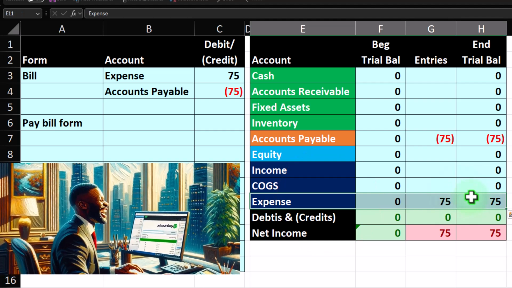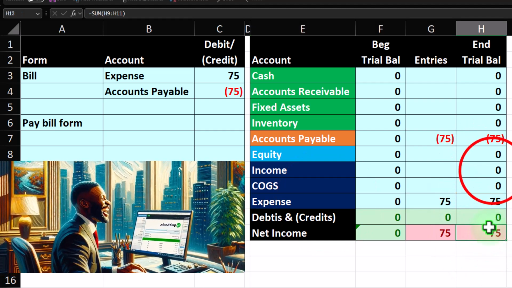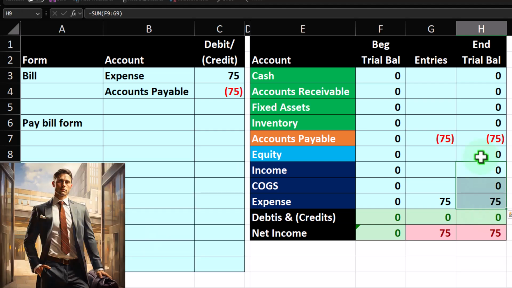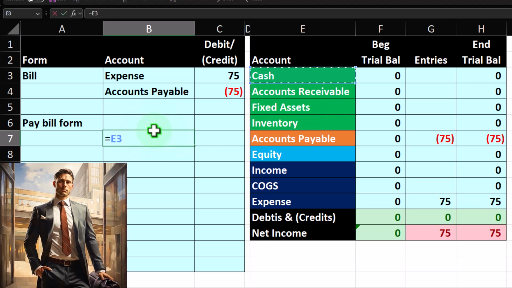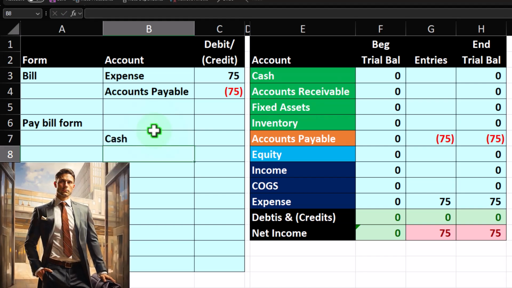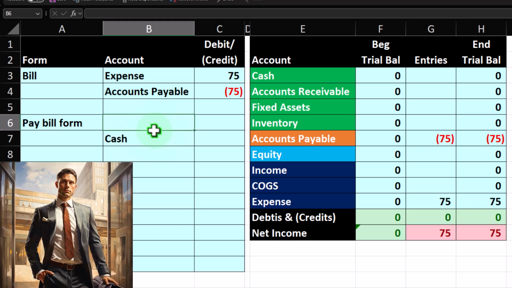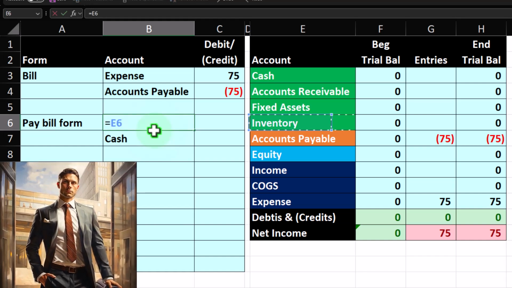What happened to net income? Net income went down. Income minus expenses. What are we going to do now? We're going to pay it. That means cash is going to go down with, in essence, a check form, but it's going to be a specific check form. And the other side is going to be then going to accounts payable.